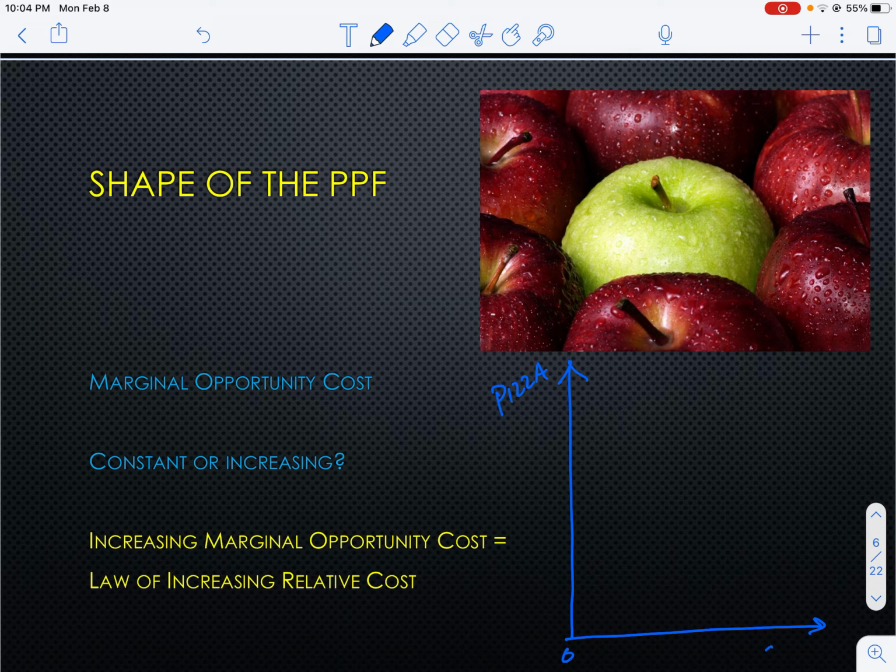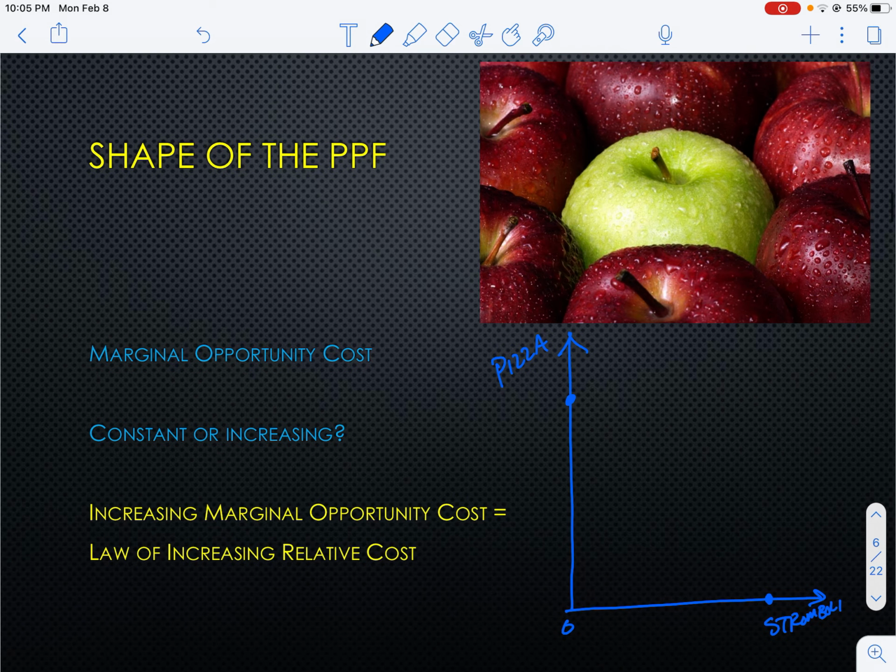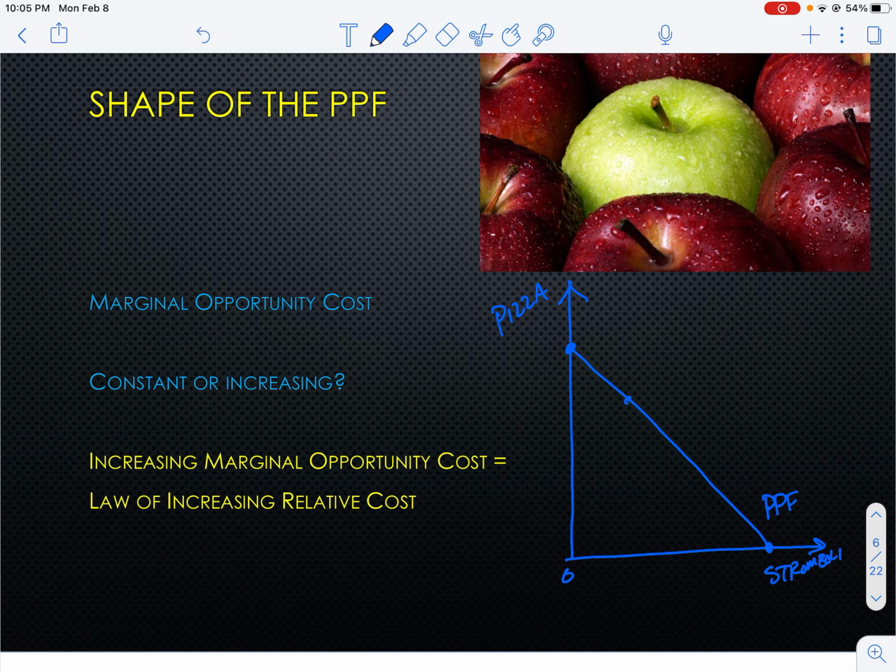But there is one thing that is clear on this graph, and that is the opportunity cost. Because if I have some maximum, a y-intercept, or pizza intercept here, a maximum number of pizzas that I could make if I made no strombolis, and some maximum number of strombolis that I could make if I made no pizzas, and I have a PPF that connects them, then one thing that's evident on this PPF is opportunity cost. Let me label these 2 points here.